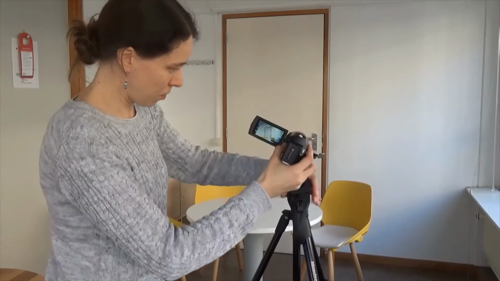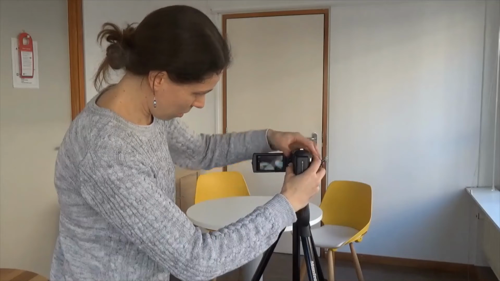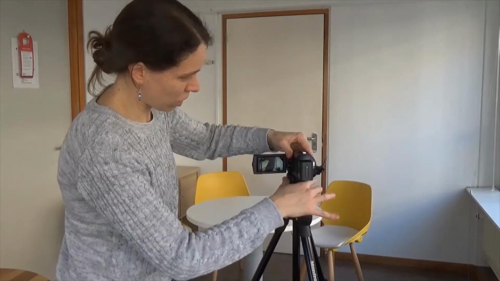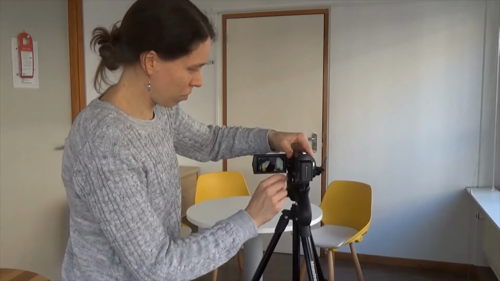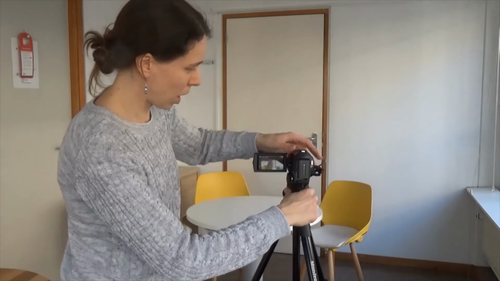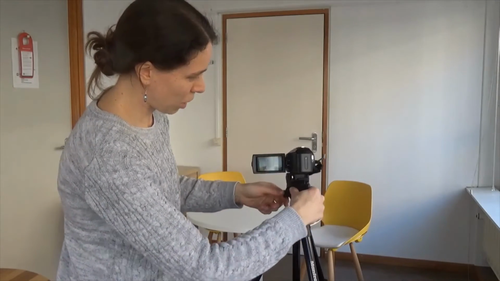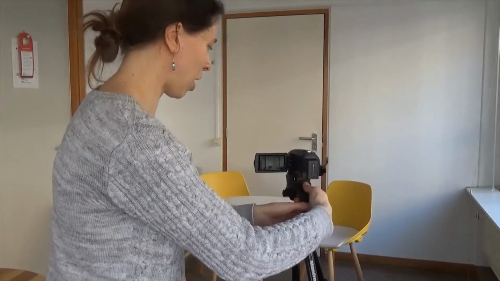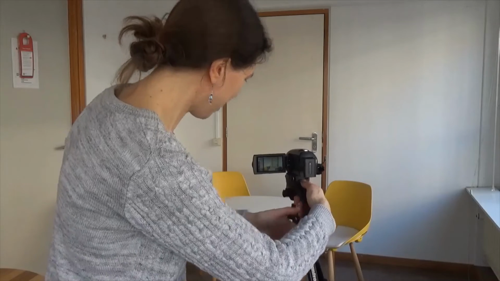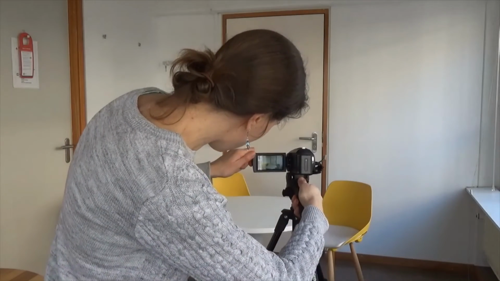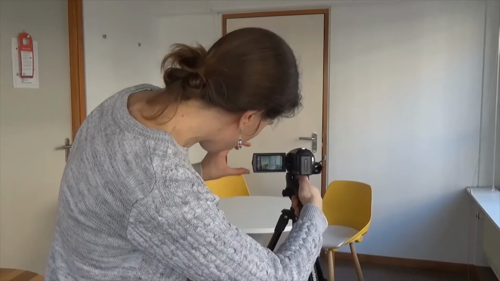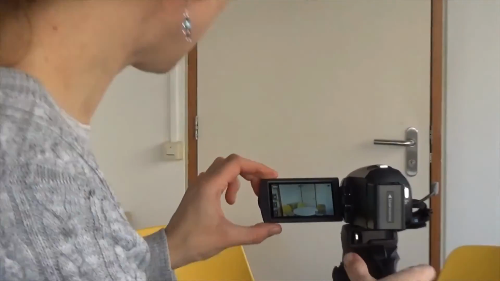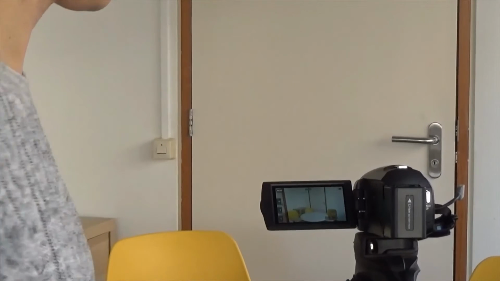Okay, now I fix it on the tripod. So there, first I have to fix the camera on this upper part, and then I have to make sure that this is also fixed. So every tripod is a bit different here, but for this one, this is fixed, and I have a good.